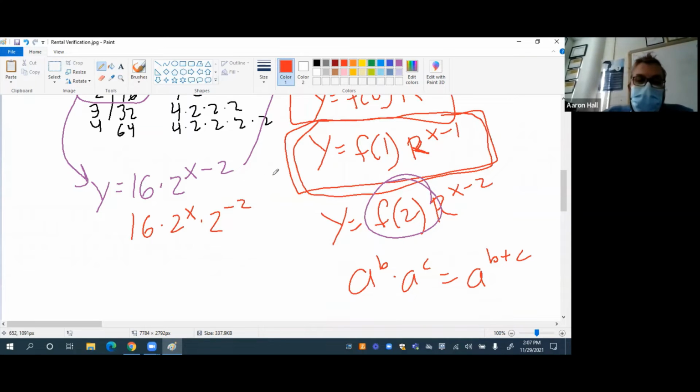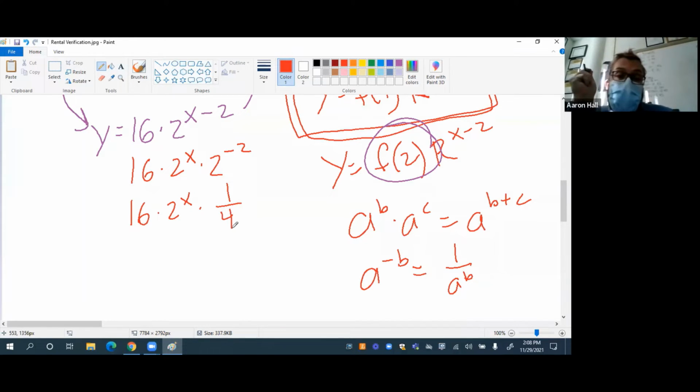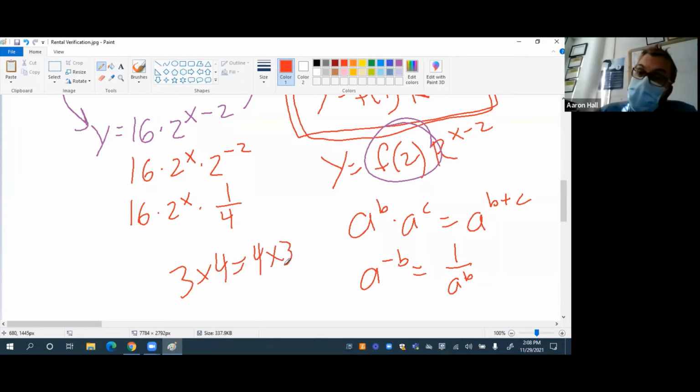What's our negative exponent rule? If I have a to the power of negative b, what do I do? Yeah, 1 over a to the power of b. So that gives me 16 times 2 to the power of x times 1 over 2 to the power of 2. Or isn't that just 4? Now, because multiplication follows the commutative property, the order doesn't matter. 3 times 4 is the same thing as 4 times 3. That is the commutative property where the order doesn't matter.